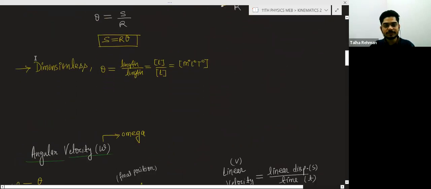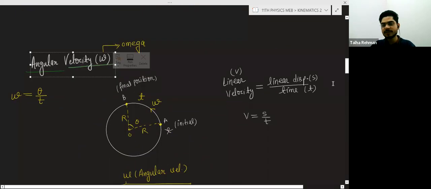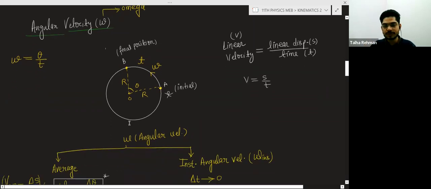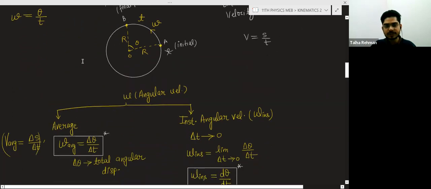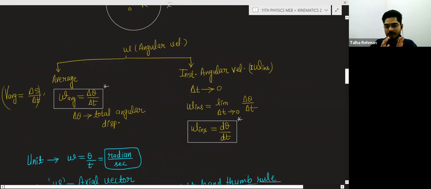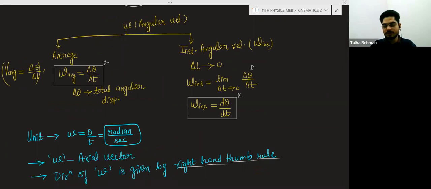What is angular velocity? Like linear velocity is linear displacement divided by time, angular velocity is angular displacement divided by time. We measure angular velocity in two ways: average angular velocity and instantaneous angular velocity. Average means we calculate the angular velocity over a period of time.